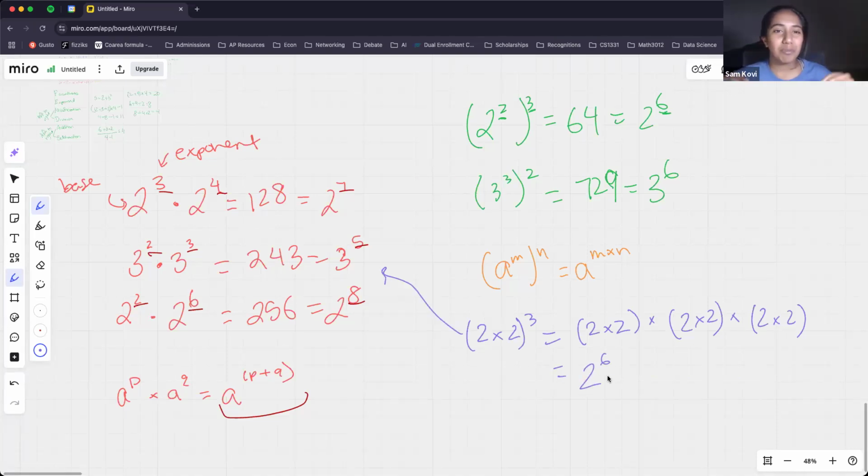A really good thing to remember is that exponentiation is repeated multiplication. And when I'm doing multiplication, that's just repeated addition. So if I'm multiplying 6 2's in a row, that means that's 2 to the power of 6. So as you can see, it's very easy to see how if I'm raising an exponent to another exponent, I'm just multiplying those exponents together.